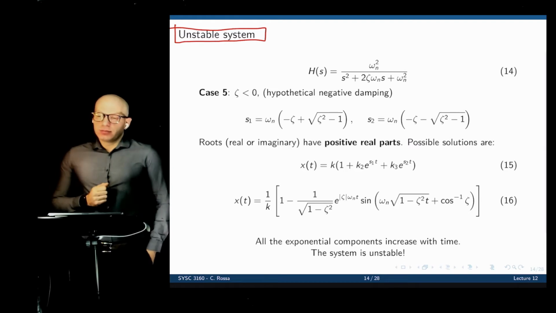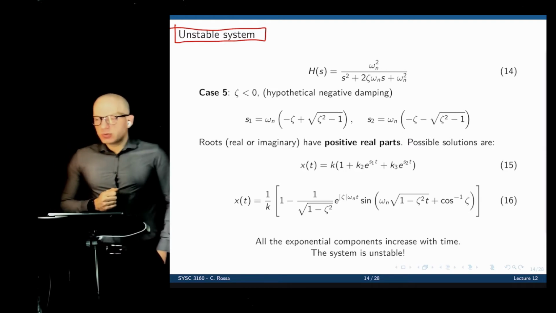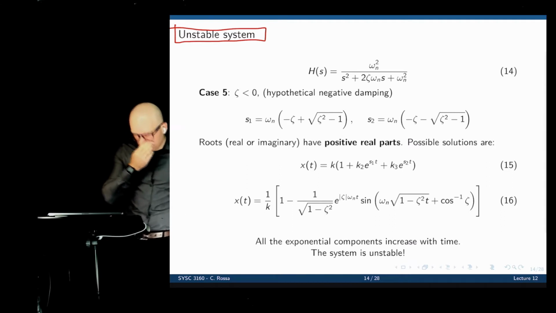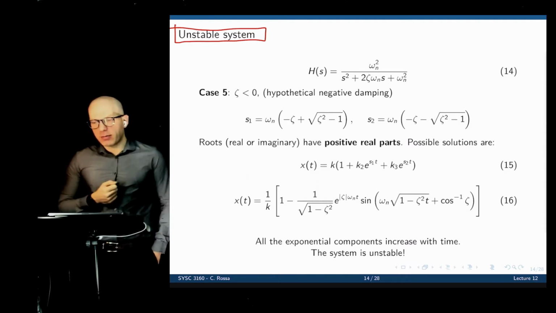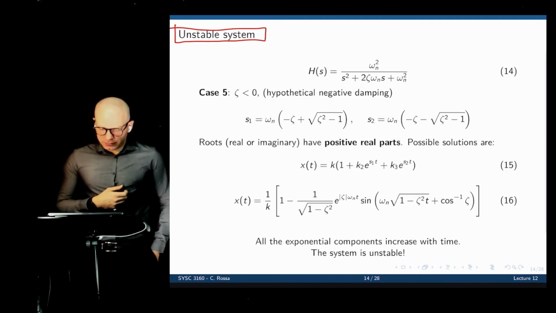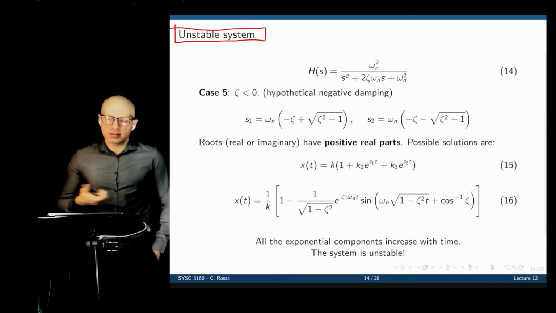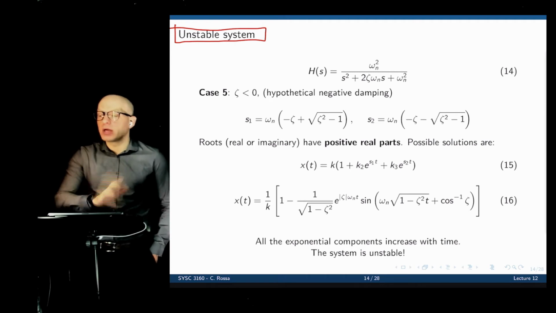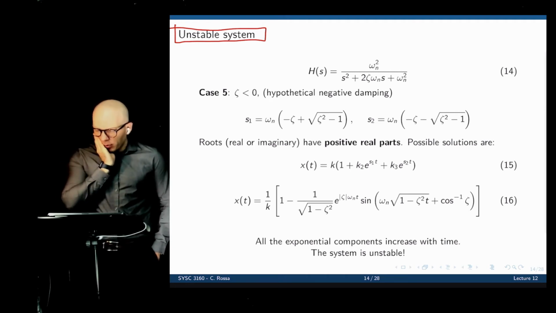Last case here, let's look at a case where the damping ratio is less than 0. And this is an unstable system. How do we get a damping ratio of less than 0? Well, technically, that only happens if you have a hypothetical negative damping, which is pretty much impossible because that would be free energy. But we can make a system with a negative damping ratio if you are actively controlling it in the wrong way and making it go unstable.